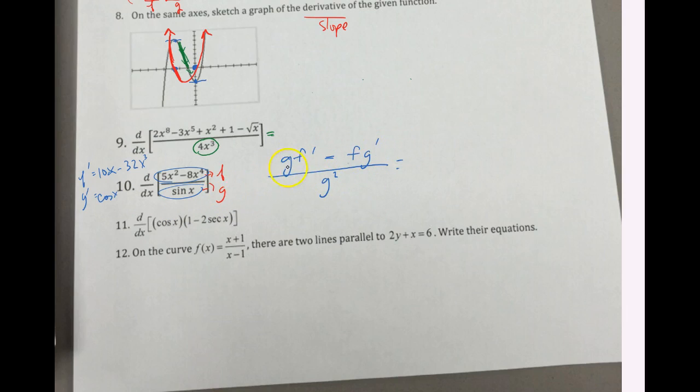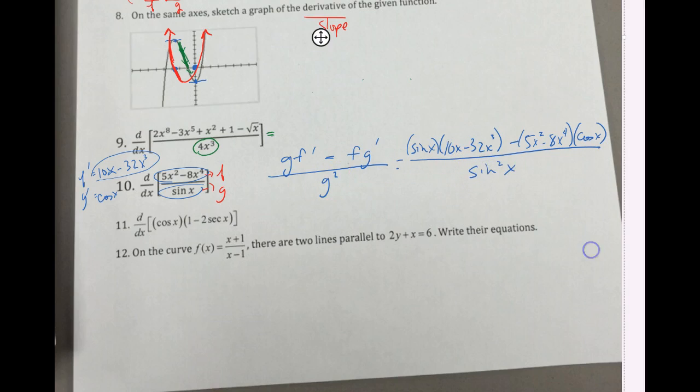So what is g? Well, normal g is what's on the bottom right here. And then times f prime. Now, f prime is this whole thing. So notice my use of parentheses. Now I need an f, so my normal f is that entire thing. And now I need a g prime, cosine x, all over the bottom squared, g squared. Okay, so this is your answer.